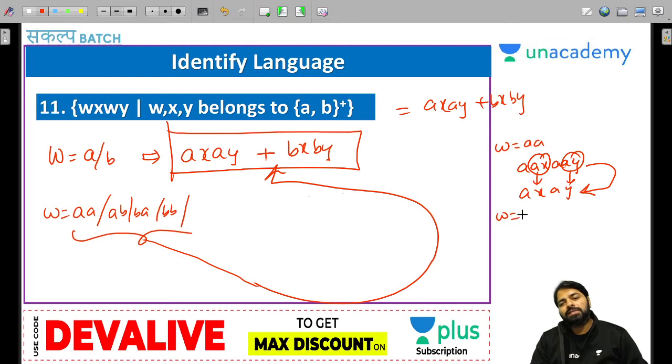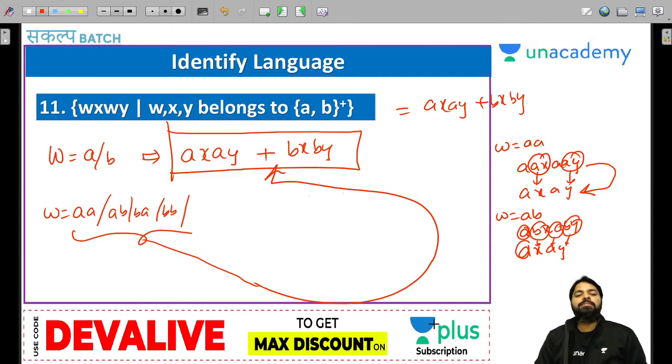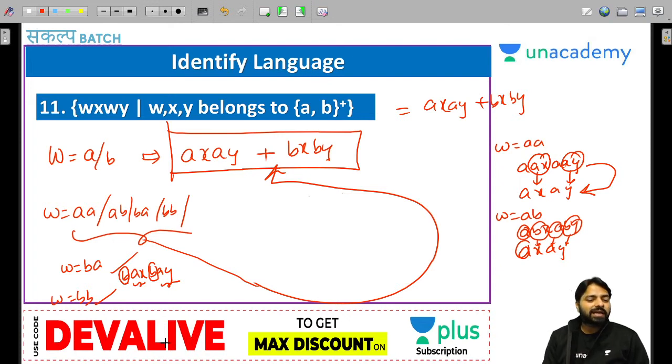Correct? When you put W equal to AB, try again. ABX, ABY. Is it already covered by AX, AY? Yes, because BX is already there in the X and BY is already there in the Y. Similarly, try BA. I am not just speaking, I am proving it. BAX, BAY. This one I will take with the B's. B is here and the remainder is covered by X and Y. Similarly, double B is covered. This is enough to prove it is regular.